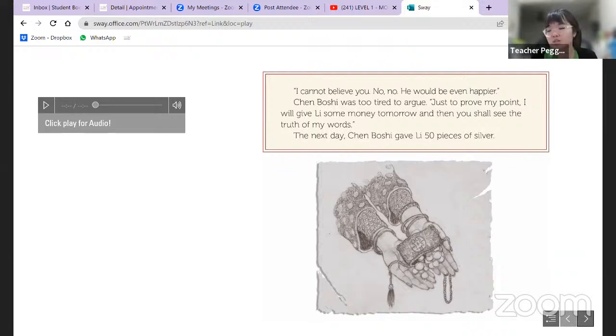Okay. So Chemboshi said, never mind. I don't want to argue with you. I'm tired of arguing. Tomorrow I will give them money. Let's try, to make an experiment. I will give them money and let's see how they will be. So the next day, what does Chemboshi do? Chemboshi gives Lee, the neighbor, 50 pieces of silver. This happened a long time ago, right? So the story setting is a long time ago, so they give silver.